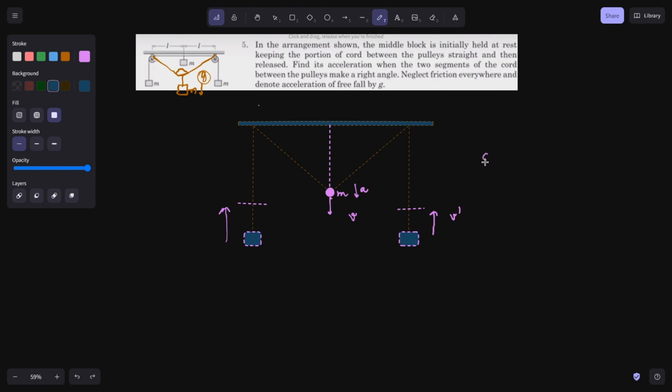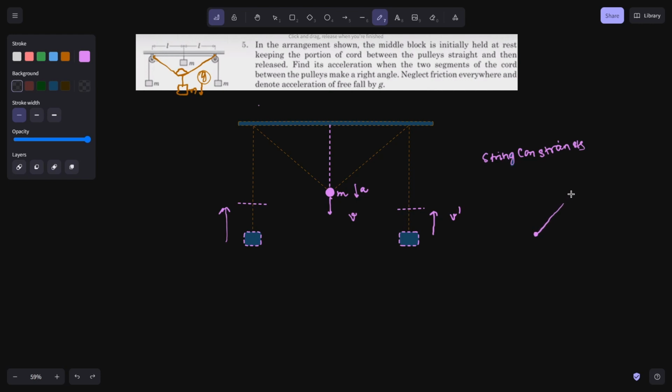From the equation of string constraint, we can get the basic equation of this. So we apply string constraint. Let us take this angle likewise. This is going v dash in the upward direction. Assume this is theta. This is basically this diagram.